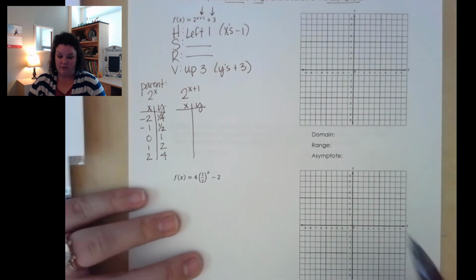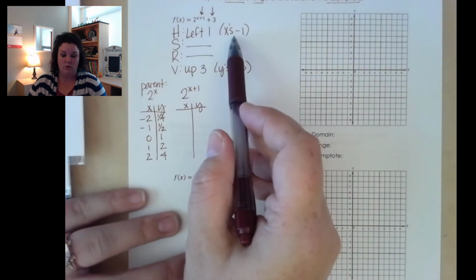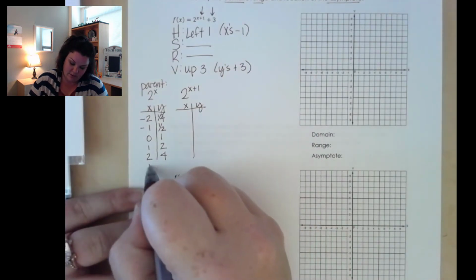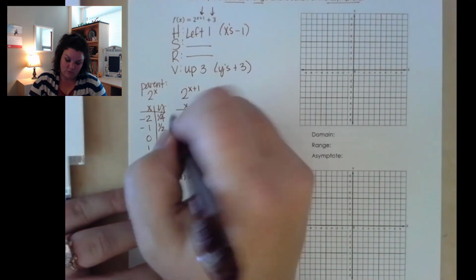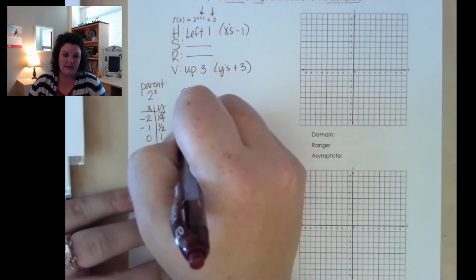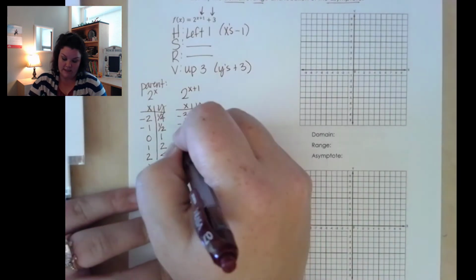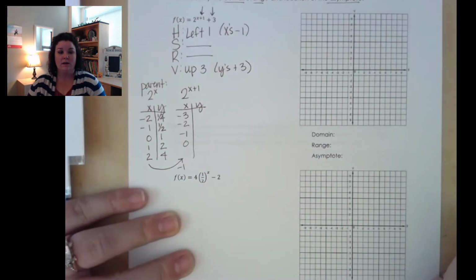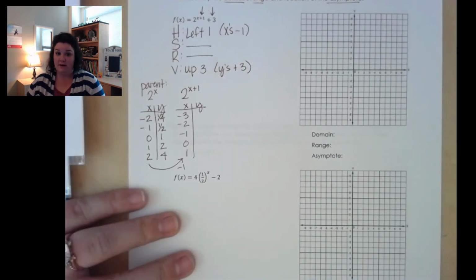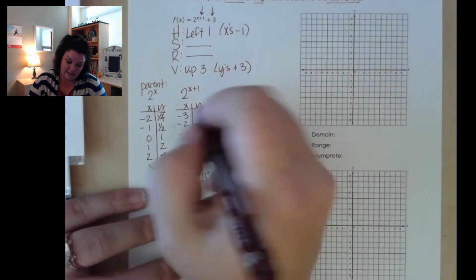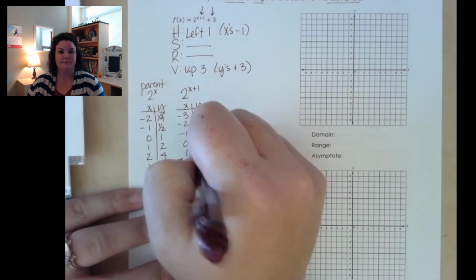And we know that to move left 1, when we modify our table, we have to take our x's and subtract 1. So I take my x's from the previous table and subtract 1. So -2 minus 1 is -3. -1 minus 1 is -2. 0 minus 1 is -1. 1 minus 1 is 0. And 2 minus 1 is 1. Okay, we didn't do anything to the y's, so they stay the same. 1/4, 1/2, 1, 2, and 4.